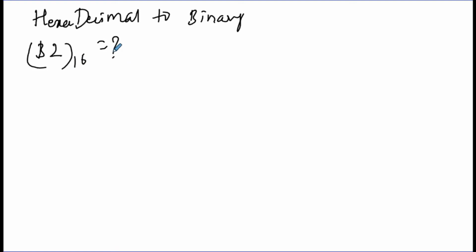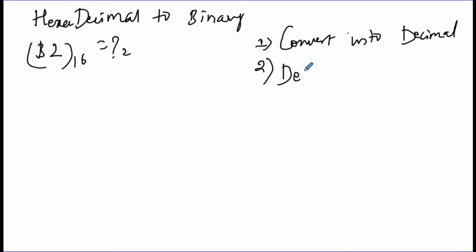To convert this into its equivalent binary, the same steps you need to follow: first convert this hexadecimal number into decimal, and in the second step, convert that obtained decimal number into binary. Same thing, I think you can do this.